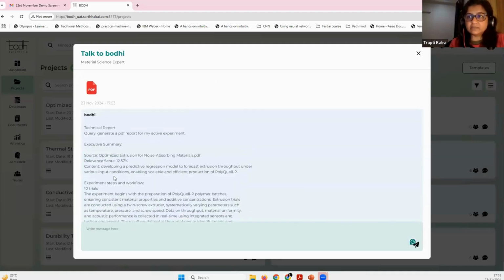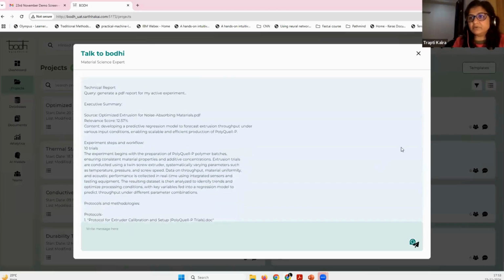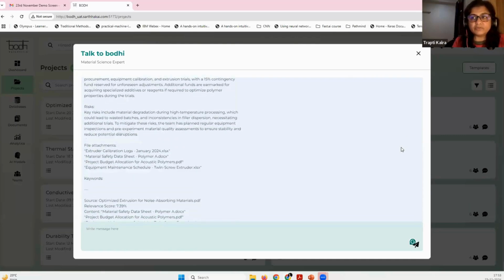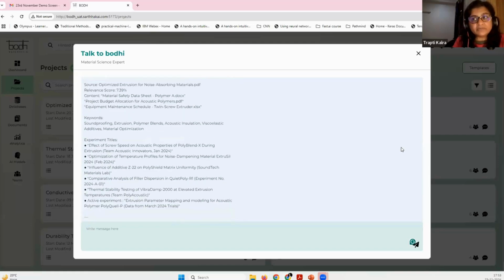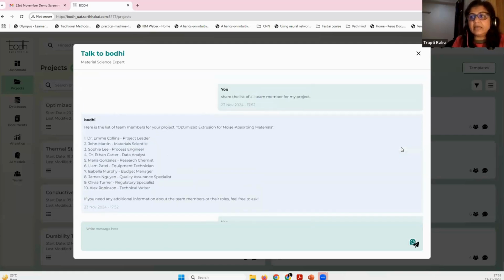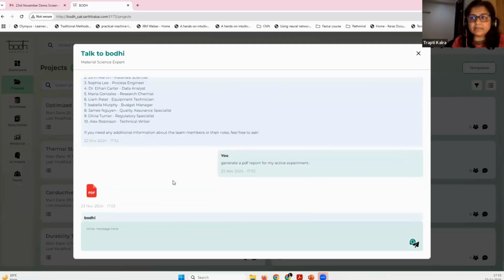So it is giving us a complete list of what all is happening. There were 10 trials that we saw, and then it is giving us the detailed information about all these: what are the protocols used, what was the source of information, what were the risks, what kind of attachments have we made. So it is giving us all the data, and we can always take this PDF and save it with us, look at it.